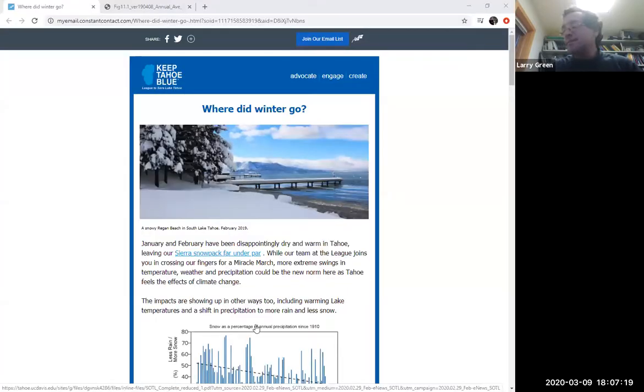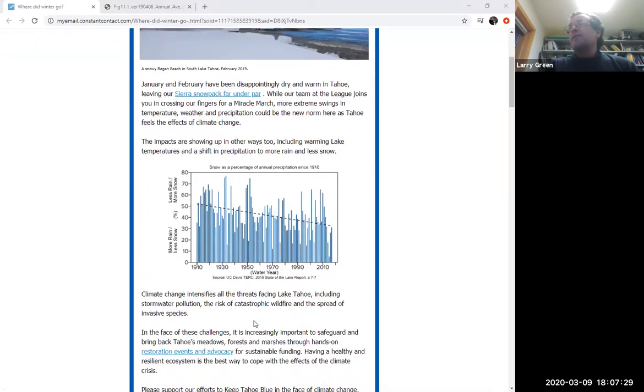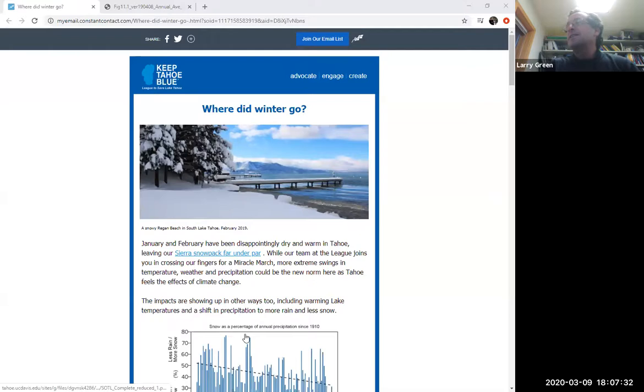Okay, so this is a newsletter that came into my mailbox, and I'm like, hey, this is what we're going to be talking about. It came pretty recently, not too many days ago. So here's what it says. Where did winter go? I don't know if you've thought about it. Even if you're not from Tahoe, you're not too far from here, right? You're both Californians, right? Yeah. Okay, so January and February have been disappointingly dry and warm in Tahoe, leaving our Sierra snowpack far under par. Okay, et cetera, and is this the effect of climate change?